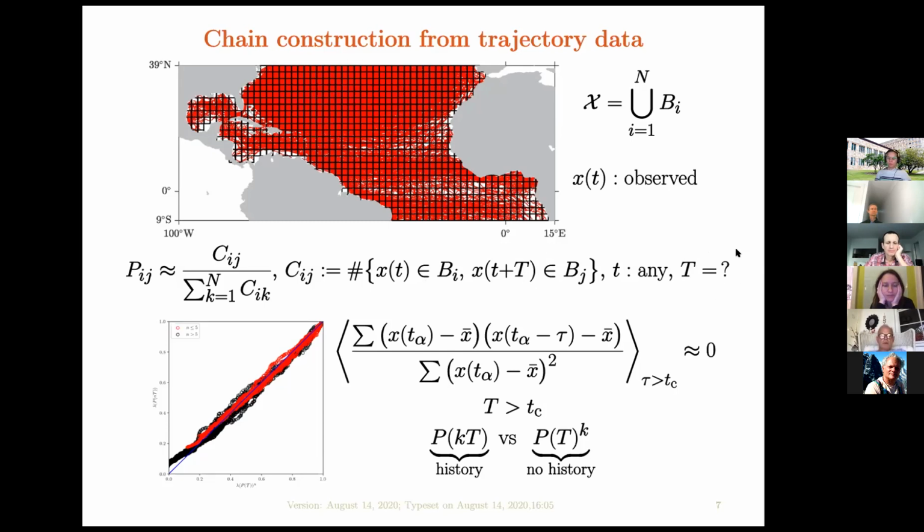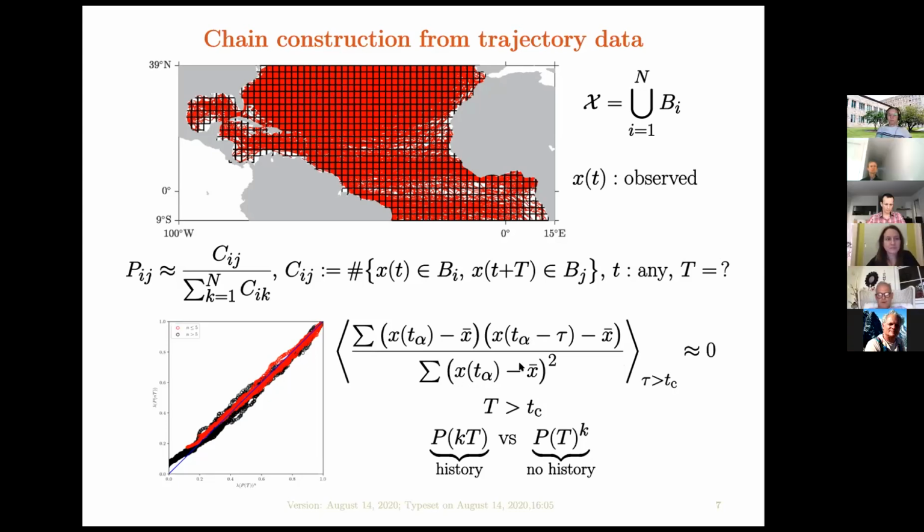The way we typically obtain a value for T is by looking at the autocorrelation of these trajectories. For surface buoys in the ocean, this is typically of the order of 1 day. So you're going to be using either 2 or 3 days, something longer than the autocorrelation time in order for the Markov assumption to hold. We've been a little bit more careful in the applications I'm going to show than we have done in the past, in the sense that we try to check whether the Markovianity assumption holds.